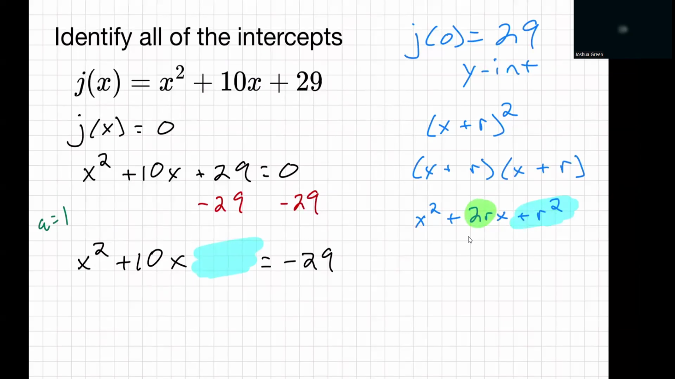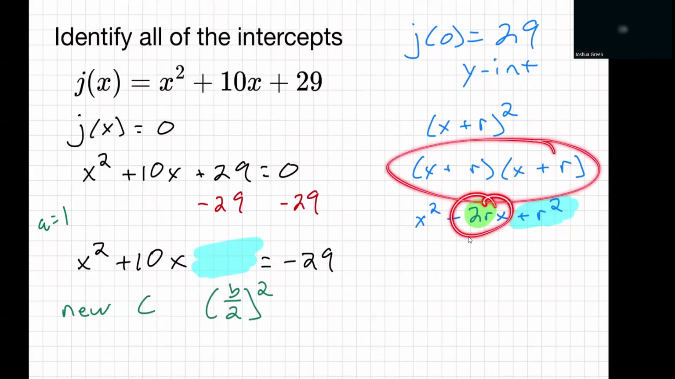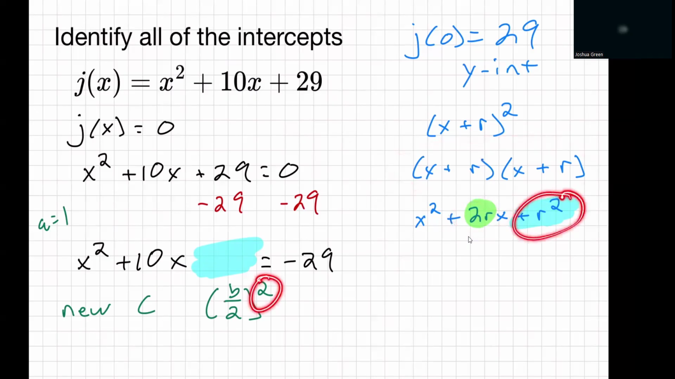But make sure you see that that's 2r. So this 10 here represents 2r. So to find what we're working with, we're going to say our new c value, take half of b and square it. And remember, the reason we're taking half of b is because when we do this multiplication, we get two of them, not just one of them. And the reason we're squaring it is because we want it to be squared.